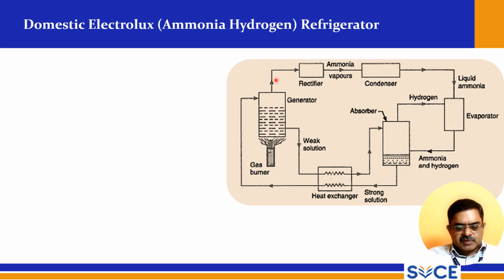This is the gas burner, and we have the rectifier and condenser, and liquid ammonia is sent to the evaporator, and hydrogen is supplied from the absorber. From the absorber the hydrogen is liberated, and that is sent to the evaporator. So ammonia and hydrogen come together, and that comes to the absorber. Again that becomes a strong solution. Through the heat exchanger and generator it goes to the rectifier. Then it goes to the condenser. Finally the condenser receives it, so ammonia vapors enter the condenser. This is how the cyclic process takes place here.